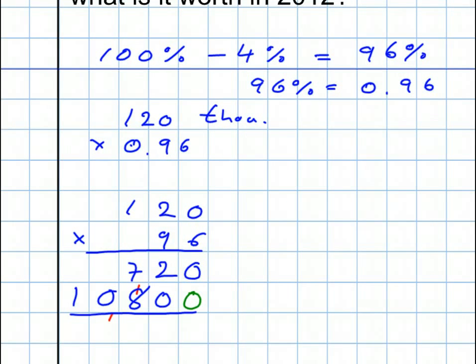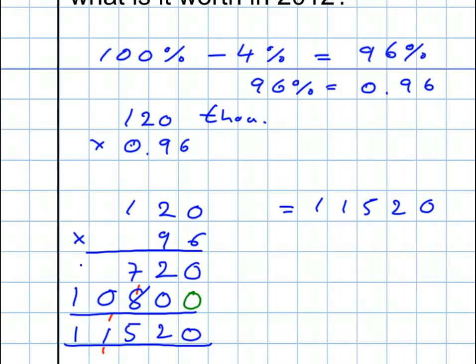Add up the figures in both rows, so I get 0, 2, 7 add 8 is 15. Put 5 there, carry the 1. Nothing add 0 is 0. Add 1 is 1. Nothing add 1 is 1. So 120 times 96 is 11520. But I was trying to work out 120 times 0.96. Now I had 2 figures after the decimal point, so my answer needs 2 figures after the decimal point. So it's 115.2 thousand.